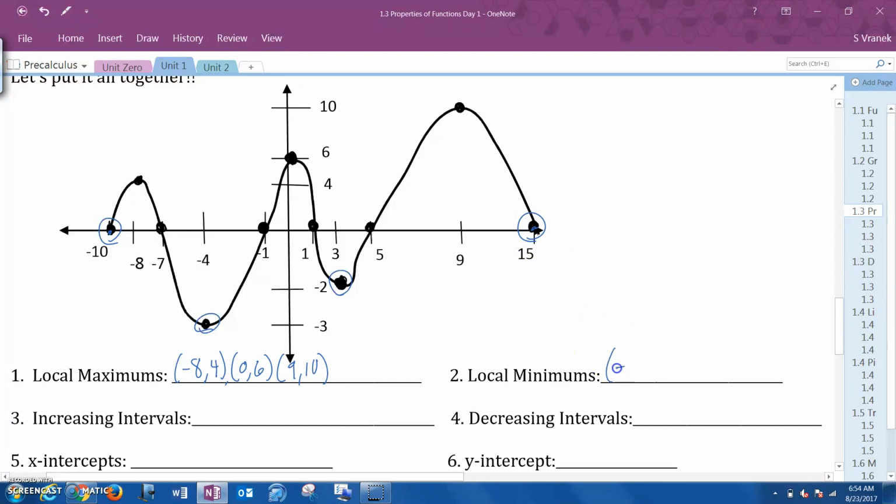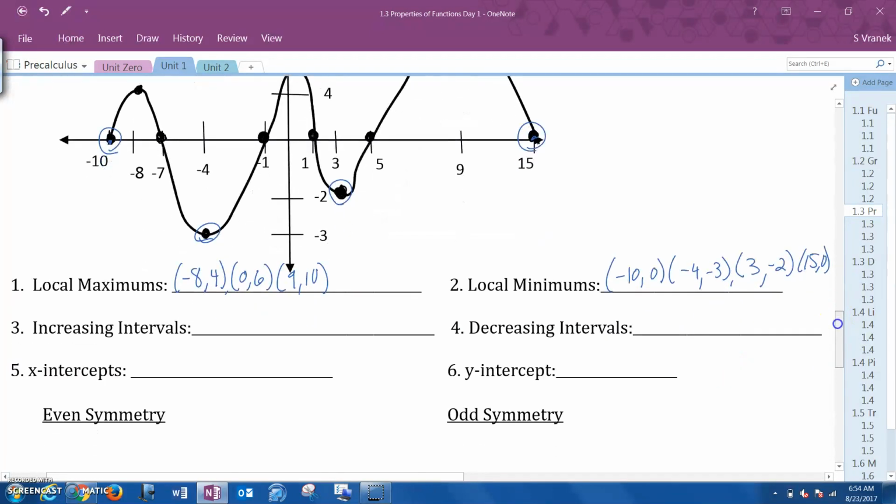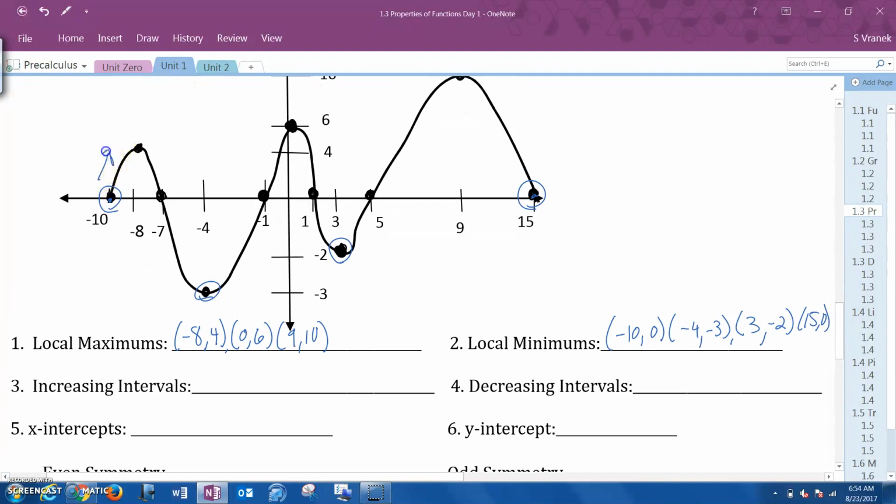So I have negative 10, 0. I have negative 4, negative 3. I have, what do I have? 3 comma negative 2. And I have 15 comma 0. And if you notice, if I would have said what's the absolute minimum this function has, you would say it's a value of negative 3 when x is negative 4. That's the lowest one.